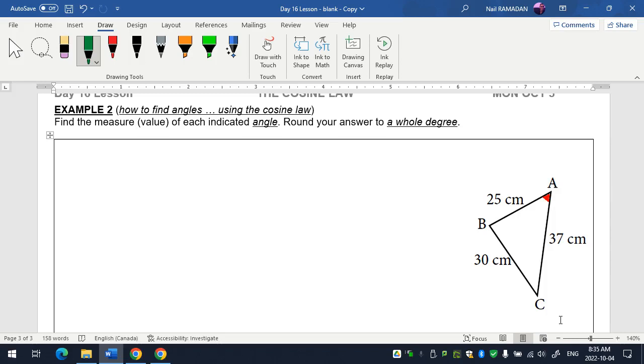Exactly. I do not know capital A. Remember, angles are capital. Capital A, capital B, capital C. I do not know A. I do not know B. I do not know C. But which one do they want us to find? Which one is labeled or shaded? A. They want us to find capital A.